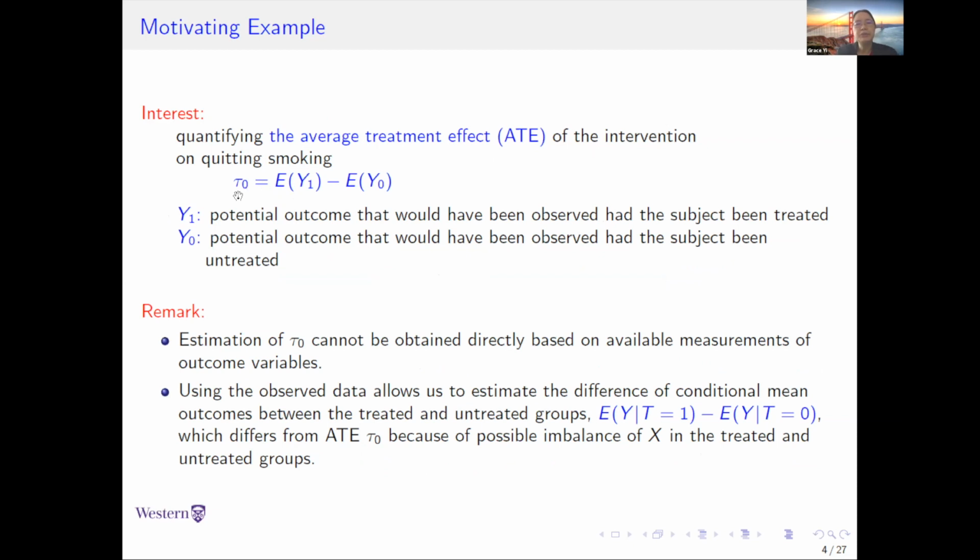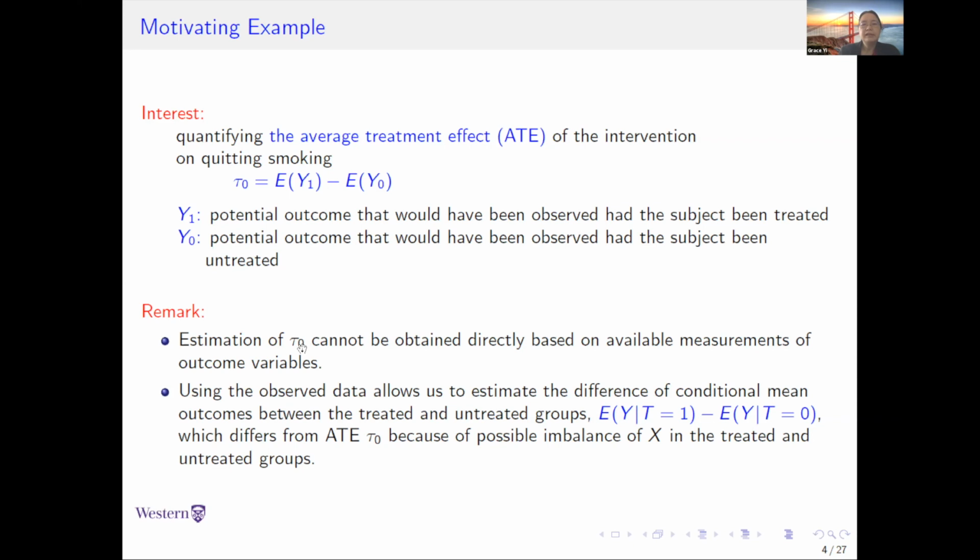In this case, the quantity of interest is denoted by tau zero, which indicates the average treatment effect. Here the expectation of Y1 and the expectation of Y0 are used to characterize the average potential outcome if a subject were assigned to the treatment group. Otherwise, Y0 represents the potential outcome that would have been observed had the subject been assigned to the control group.